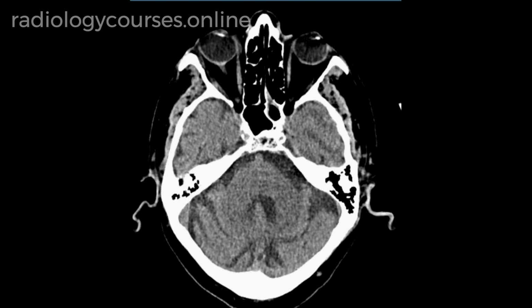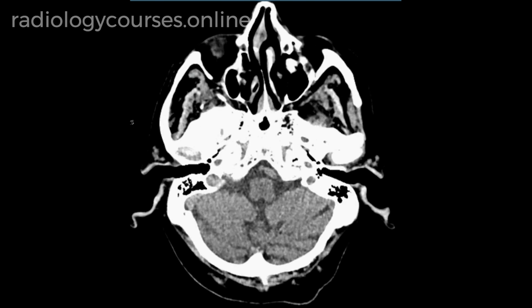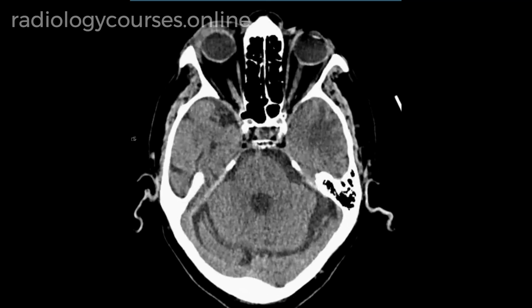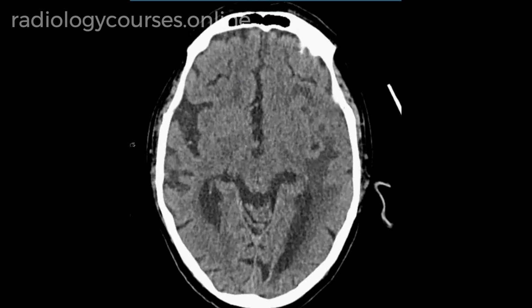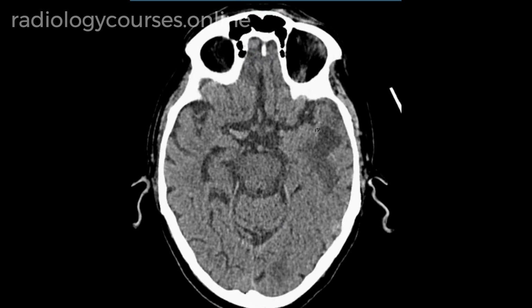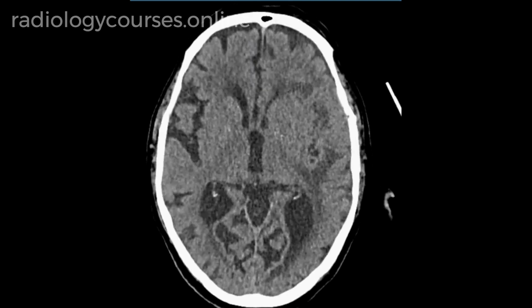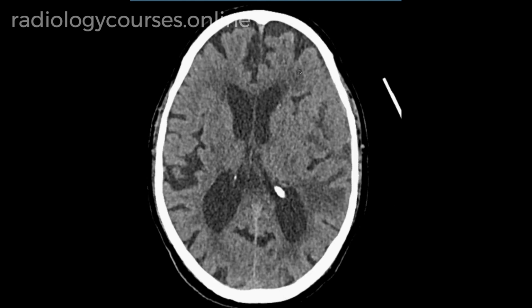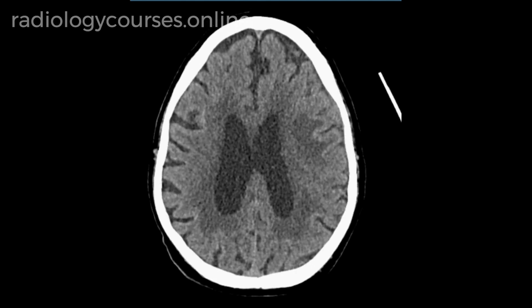Here we have a CT scan of an 85-year-old with a history of persistent headache and mild weakness on the right side. So this is a non-contrast CT which clearly shows a low attenuation area in the left temporal lobe. As we progress, the edema or low attenuation is seen in the left frontal as well as left parietal lobes.